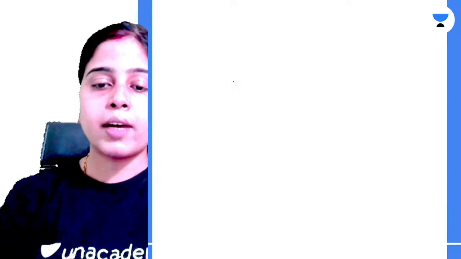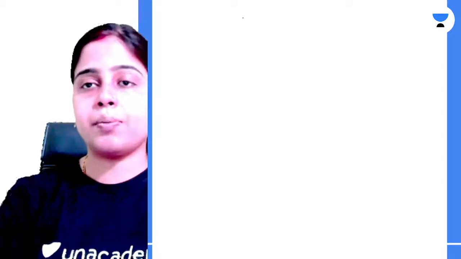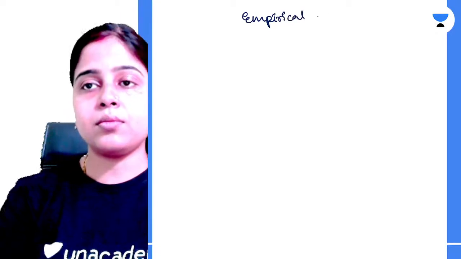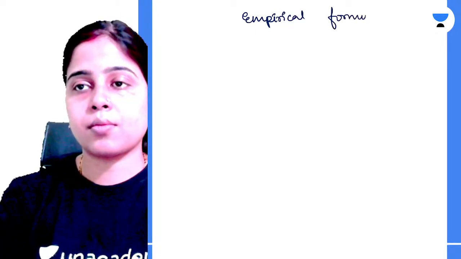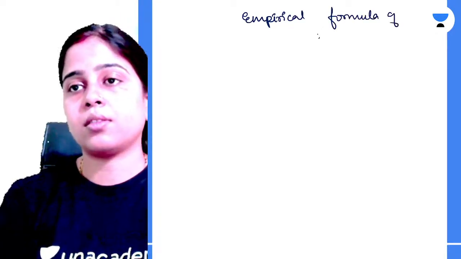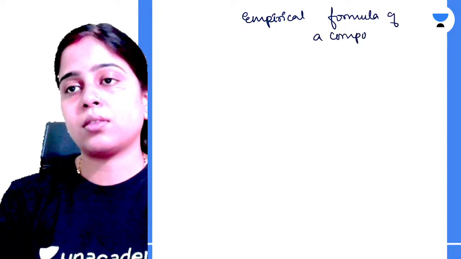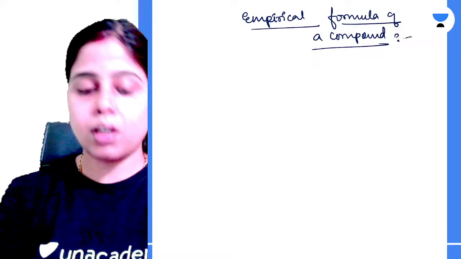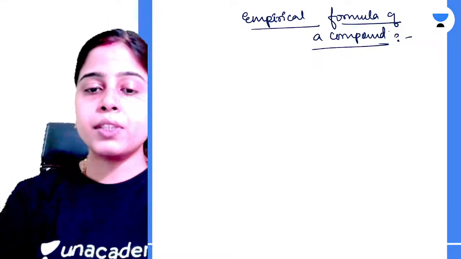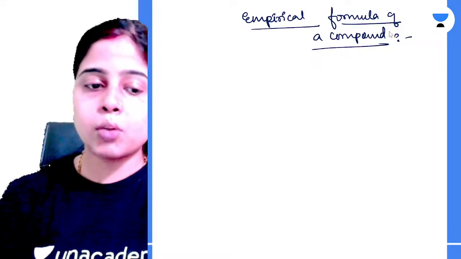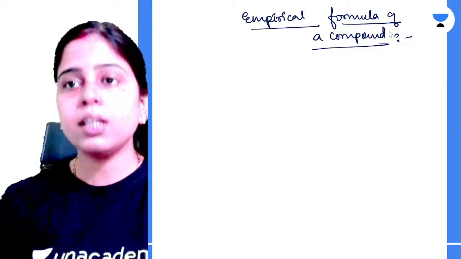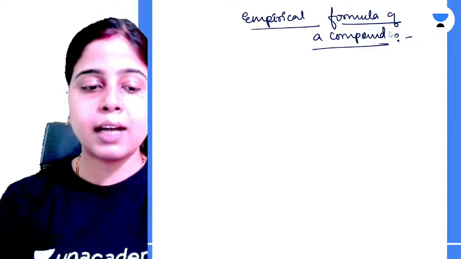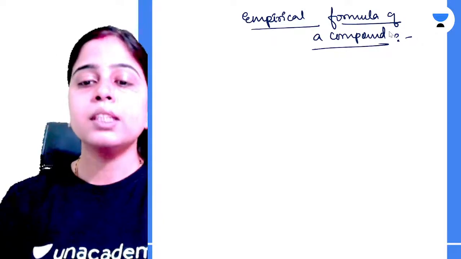Now we will go on to find out the empirical formula of a compound. Okay, empirical formula of a compound. How do we do this? Now first of all, what is the empirical formula? You have to understand that. Empirical formula, what is it? That you need to understand. After that we will go on to find how to find it out.